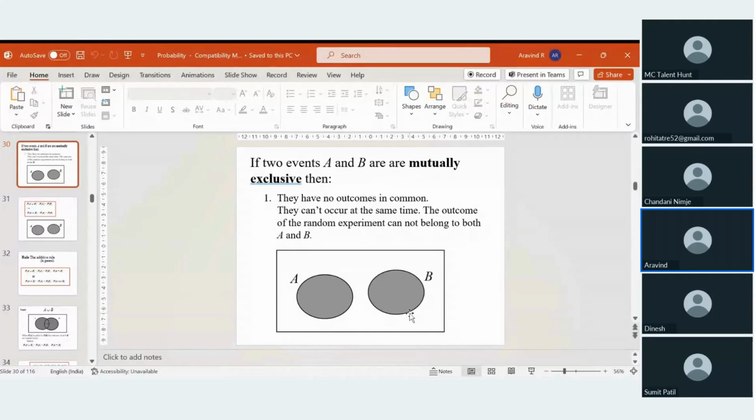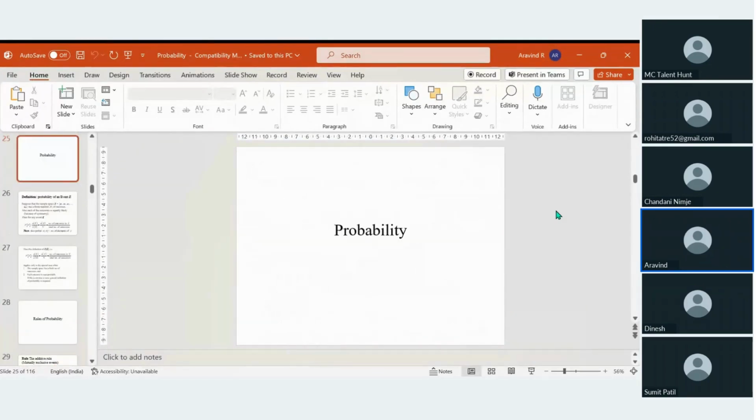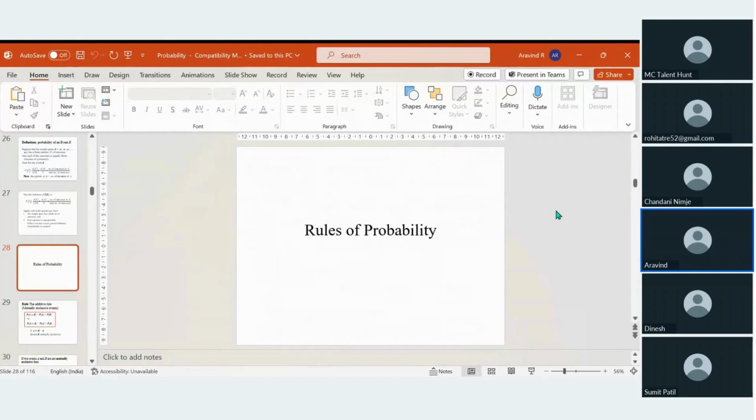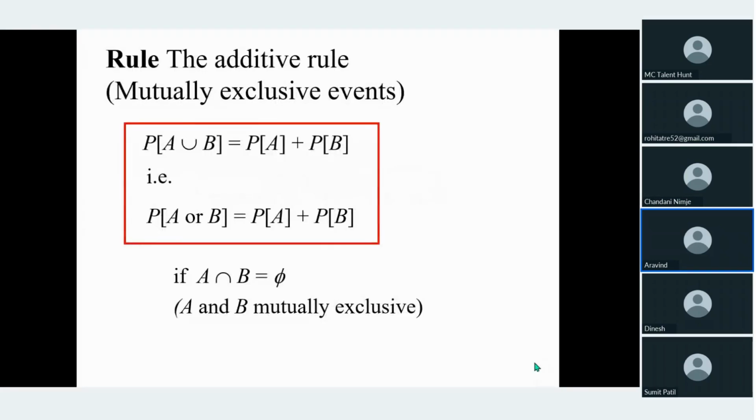Right, guys? Can you see the other screen? Yes, sir. We call them the rules of probability. What do you call the rules of probability? Let's follow the rules listed in probability. We have two rules for probabilities: the addition rule and the multiplication rule.